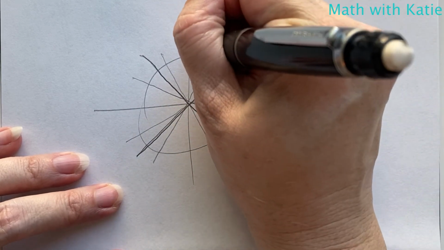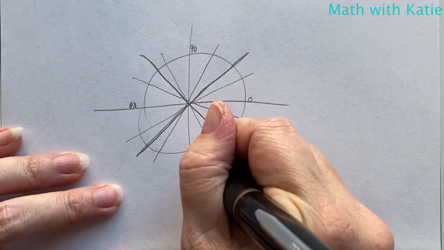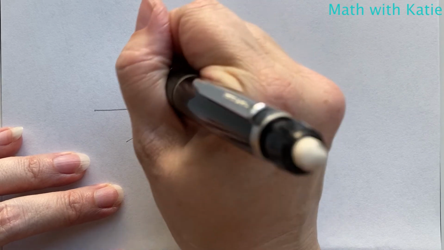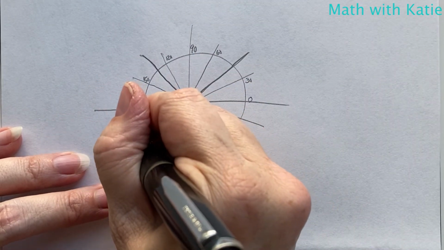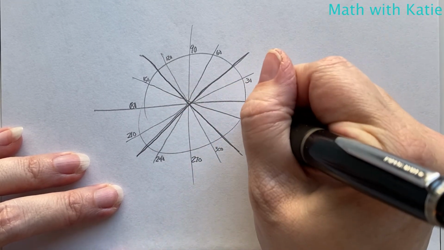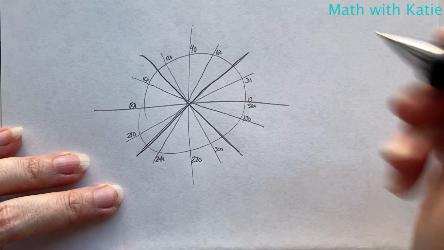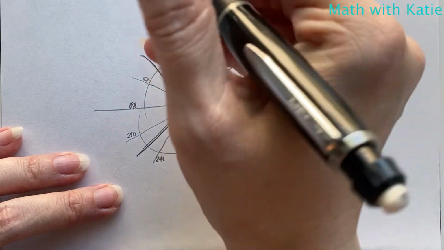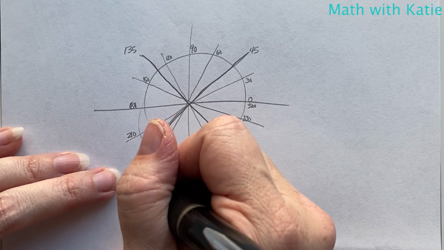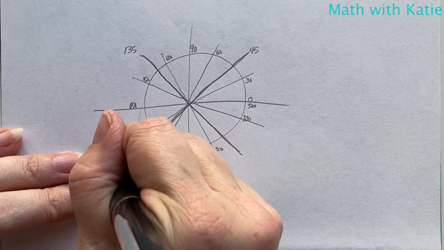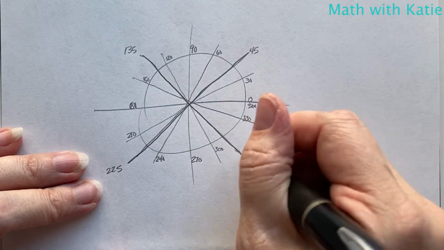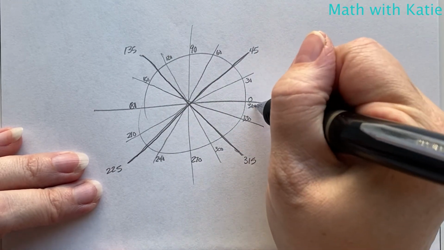So, okay, we have 0, we have 90, we have 180, we have 270. Okay, now we count by 30s. 30, 60, 90, 120, 150, 180, then 210, 240, 270, 300, 330, 360. Now I do the 45s. So we have 45, 90, 90 plus 45, 135, 180, 180 plus 45, 225. And then the last one is going to be 315, and then back to 360.